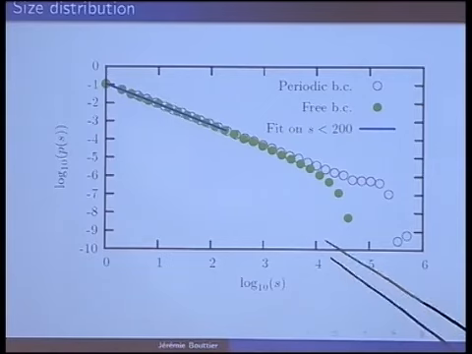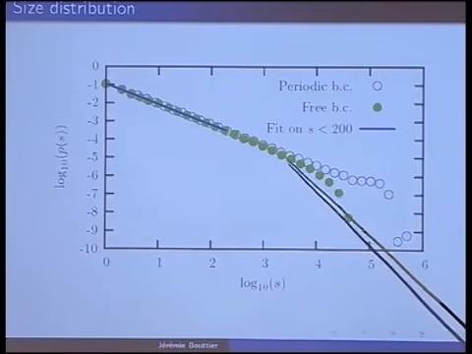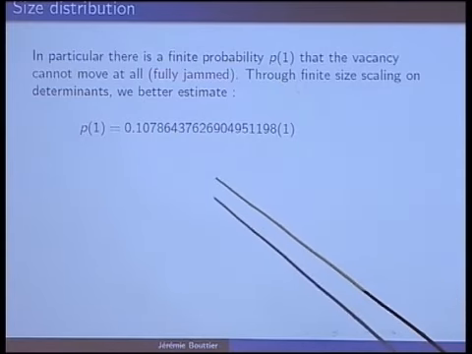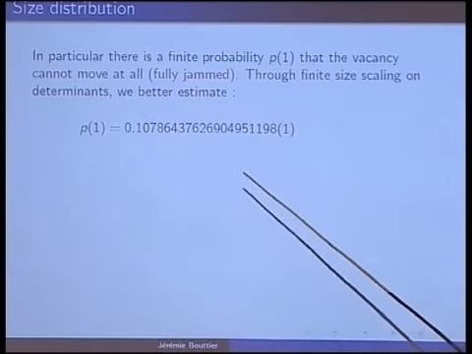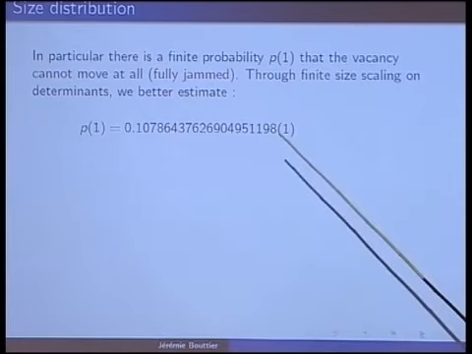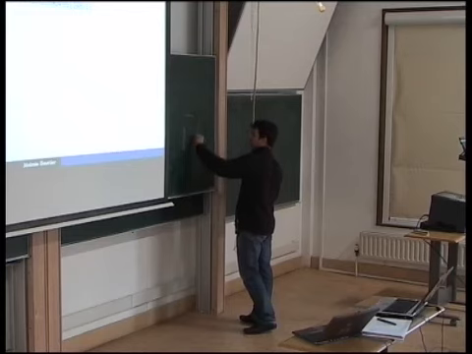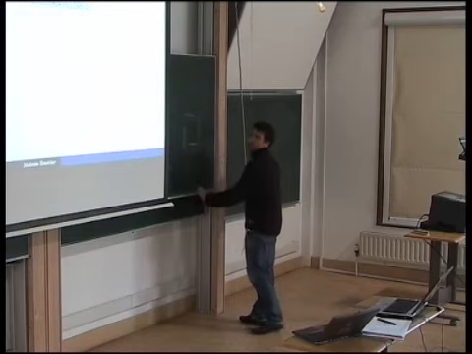So here is the numerical data, and you make a fit to compute this delta exponent. In particular, there is a finite probability P of 1 that the vacancy cannot move at all. There are dimers that block it and prevent it from moving. So that was this kind of configuration. You would have dimers that no one can move, and the vacancy is completely jammed.